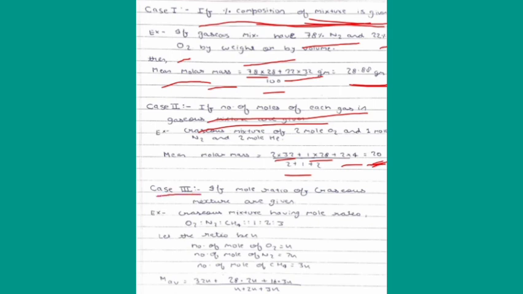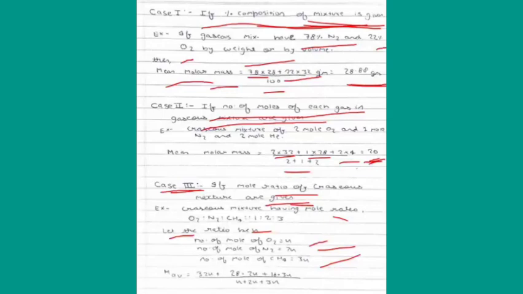And the last type on which a question can be asked is when the mole ratio of the gaseous mixture is given. The example given is a gaseous mixture having mole ratio O2, N2 and CH4 of 1 is to 2 is to 3. Then we will take the ratio as x. So the number of moles of oxygen gas will be x, nitrogen gas will be 2x, and methane gas will be 3x. The average molar mass will be given by 32x plus 28 into 2x plus 16 into 3x by x plus 2x plus 3x, which is approximately equal to.